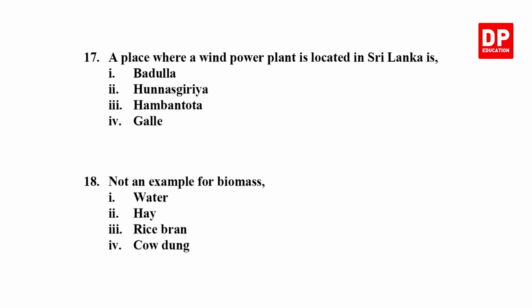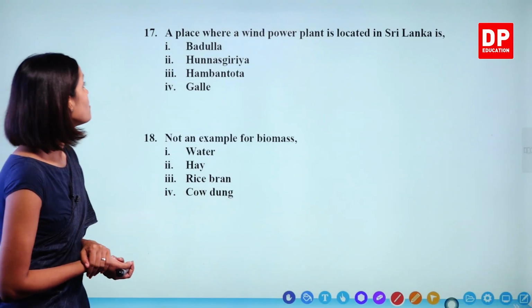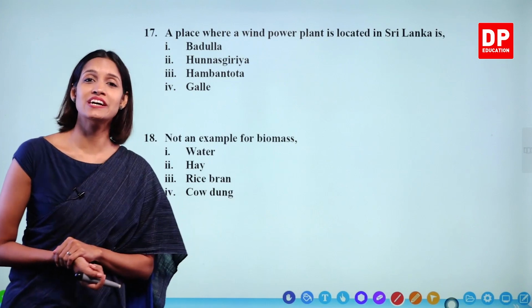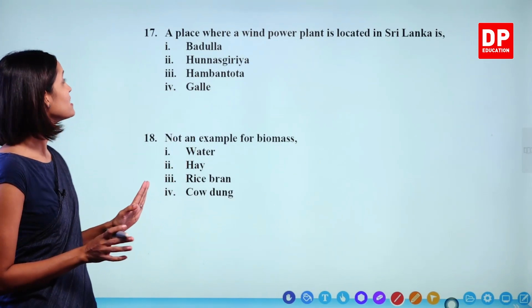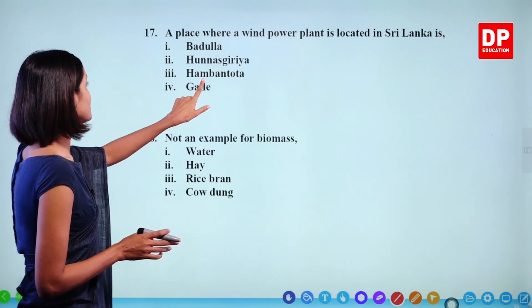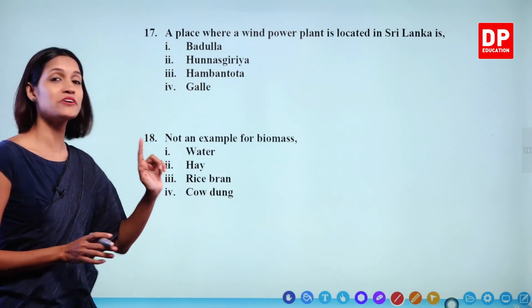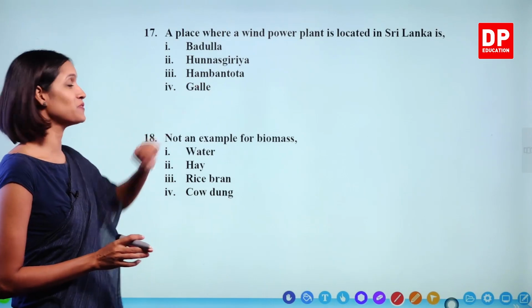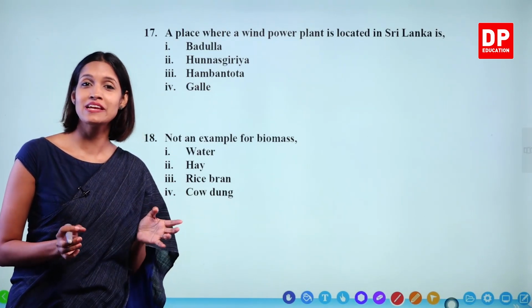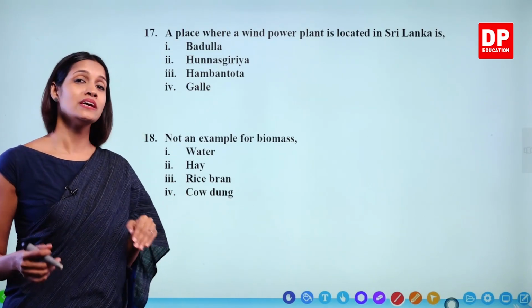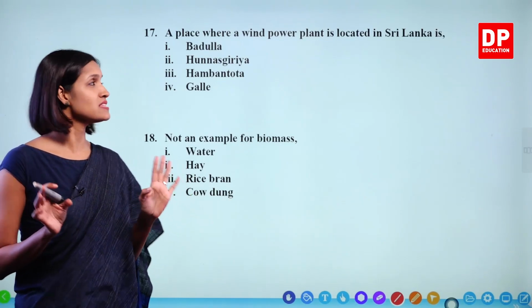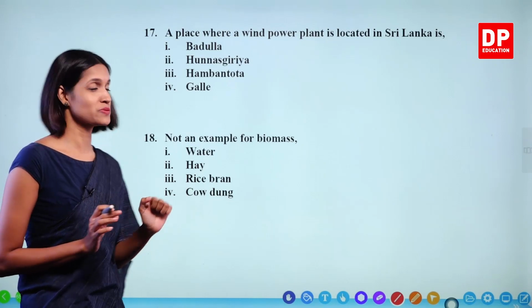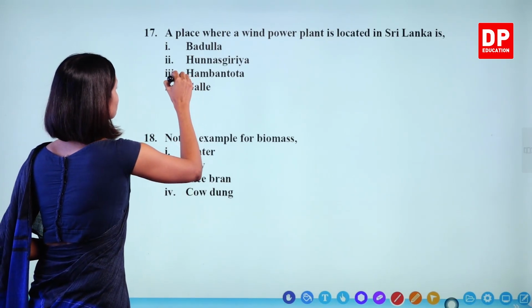Number 17. A place where a wind power plant is located in Sri Lanka is. Now this is easy because we learned different examples, right? Badulla, Hunnasgiriya, Hambantota, Galle. What is the answer, children? Hambantota. Do you remember I explained that in Hambantota, Puttalam? And if you travel in the Ambeville area, you will see these types of wind power plants too, right? Hambantota.